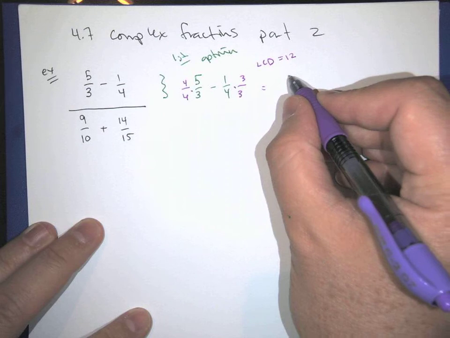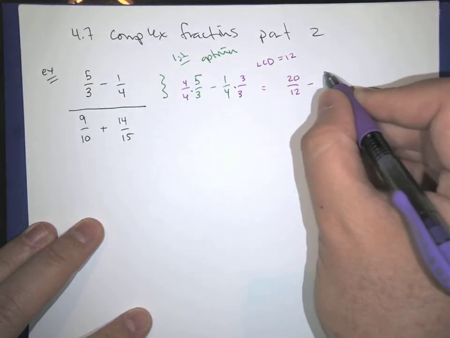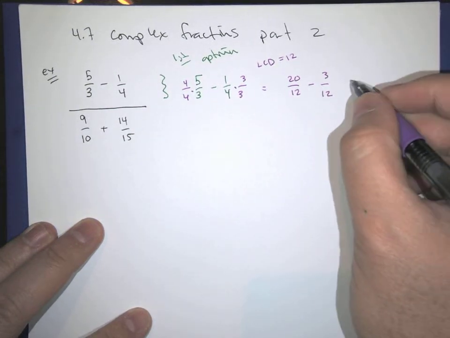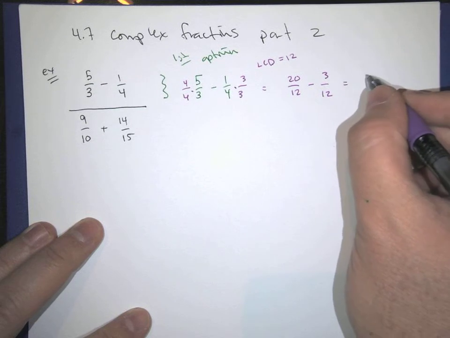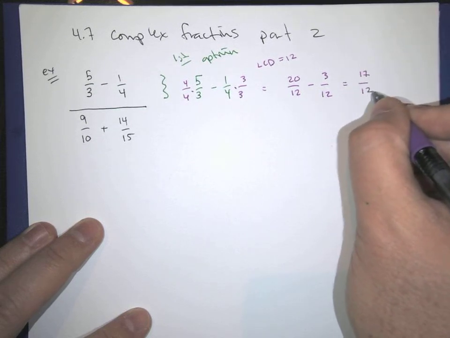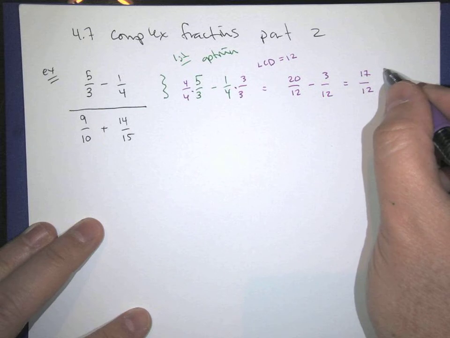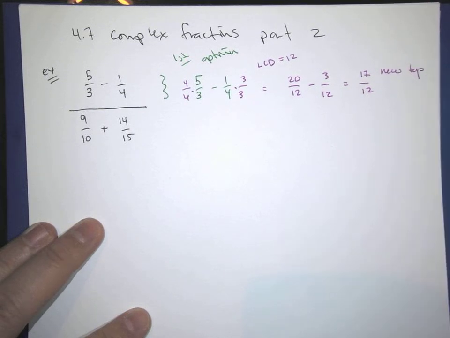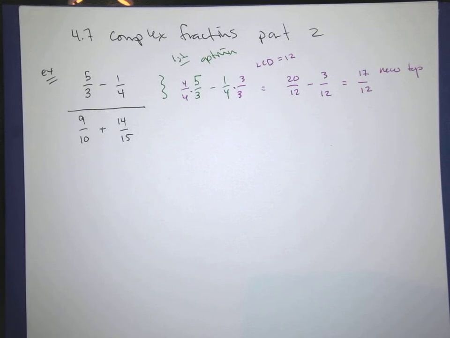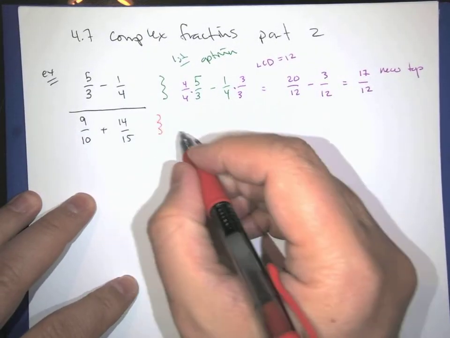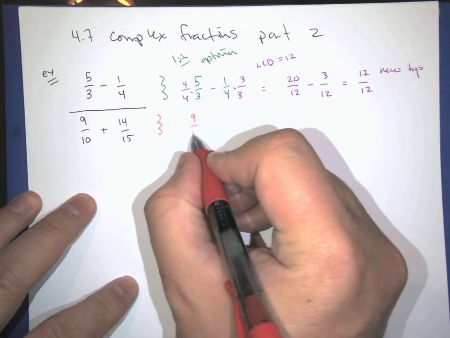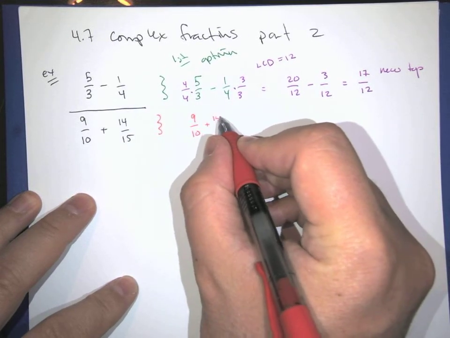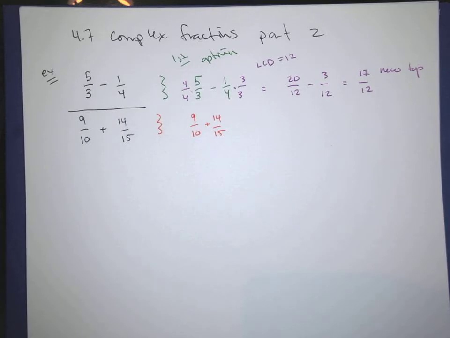So this becomes 20 over 12 minus 3 over 12, which leaves us in the numerator with 17 over 12. This is our new top fraction. We're not doing anything with the bottom just yet. We're taking these two apart into two totally separate universes. We'll do the same thing with the bottom values, 9/10 plus 14 over 15.